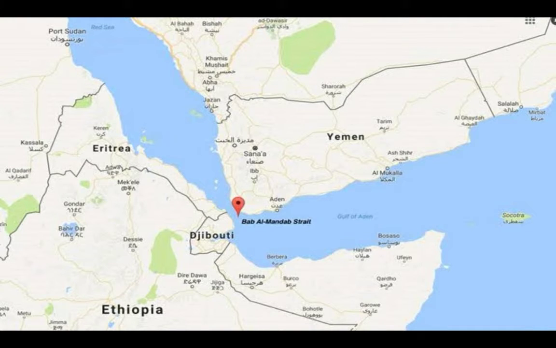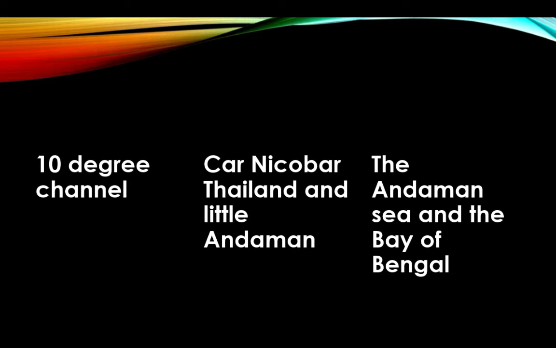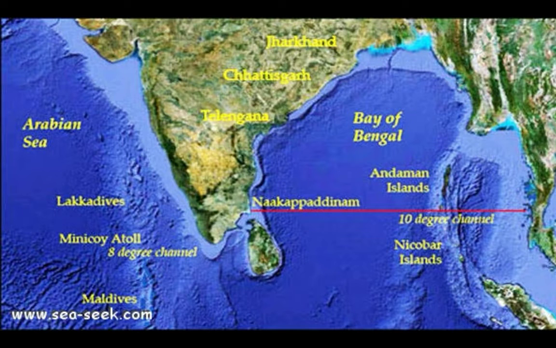Let's move on to the next important strait, which is 10-degree channel. The contiguous landmasses are Car Nicobar and Little Andaman. And the water bodies are the Andaman Sea and the Bay of Bengal. Let's see in the map. We can see 10-degree channel here, denoted by a straight line. And above that, we can see Andaman Island. And below that line, below that 10-degree channel, we have Nicobar Islands in the Bay of Bengal.